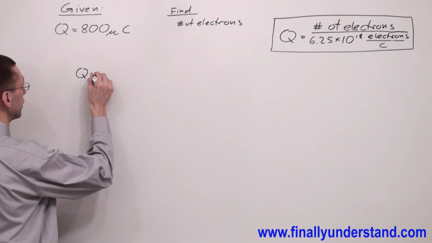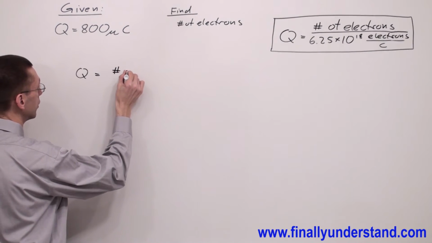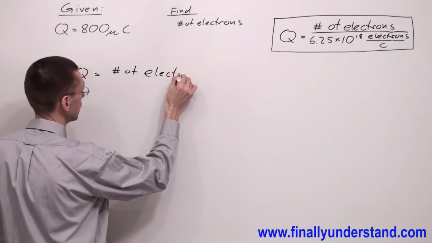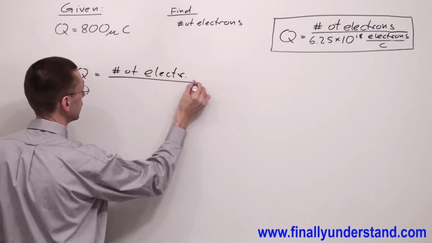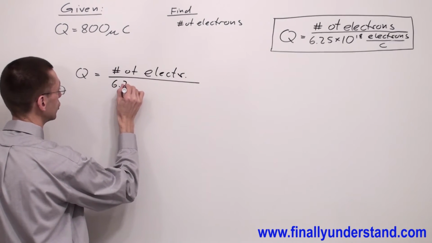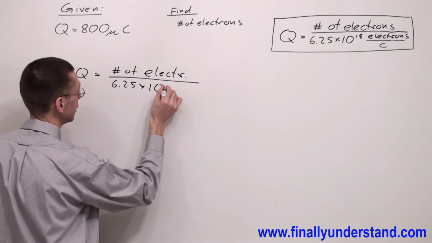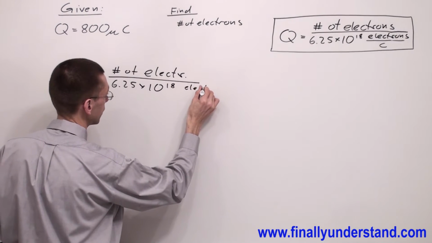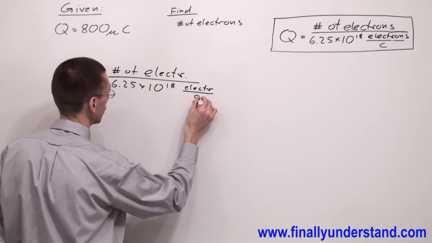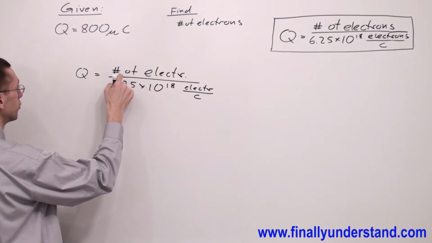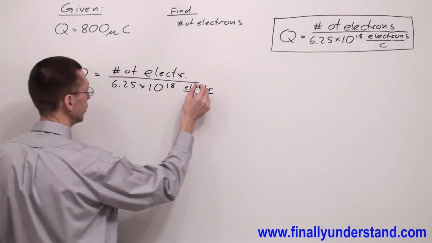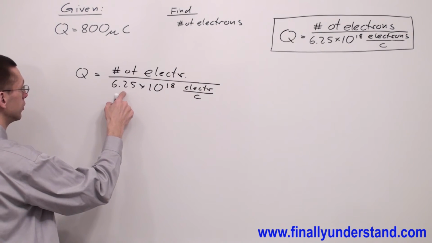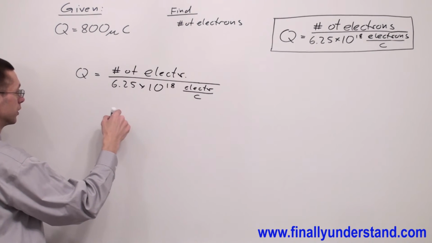Q equals number of electrons over 6.25 times 10 to the 18 electrons per coulomb. I have to solve this formula for the number of electrons. What am I supposed to do? I have to multiply both sides of the equation by the denominator because I want to eliminate the fraction.